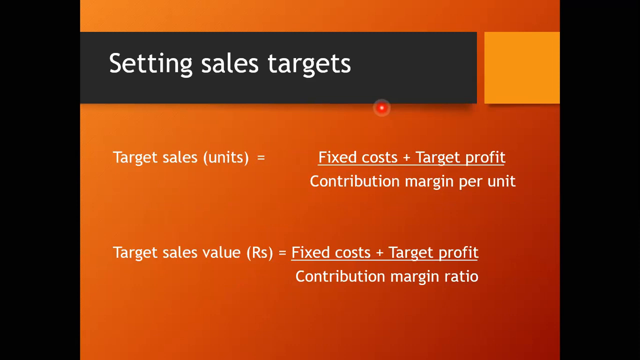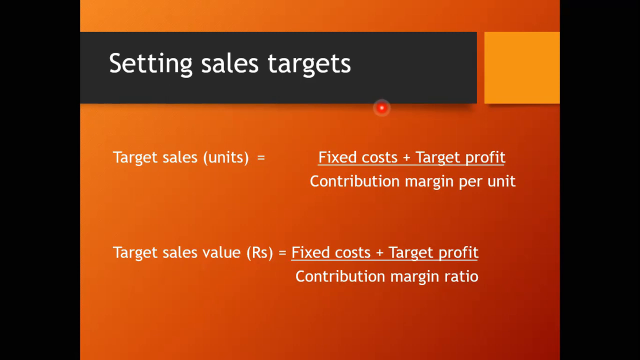In order to reach a target profit, actually your contribution margin is the key. Remember, in CVP analysis, the key driver is the contribution margin. Therefore, you divide the fixed cost that you have to recover plus the target profit, this is the task that you have ahead of you, by the contribution per unit, and it will tell you how many units should be manufactured or sold in order to have this profit.